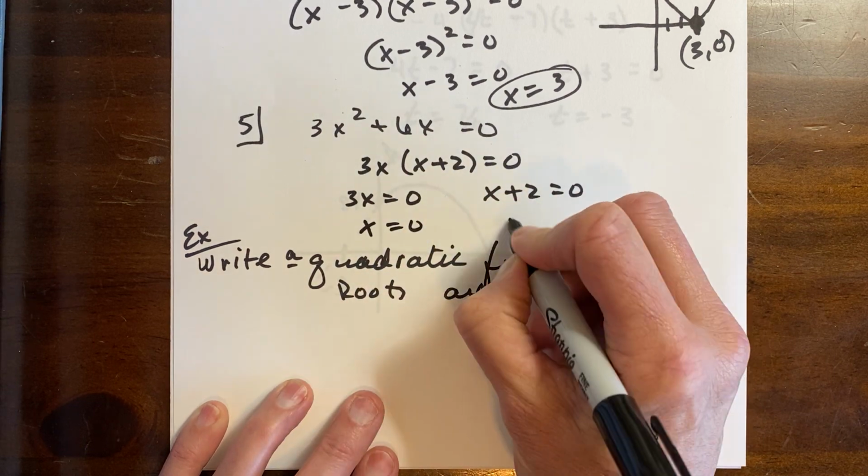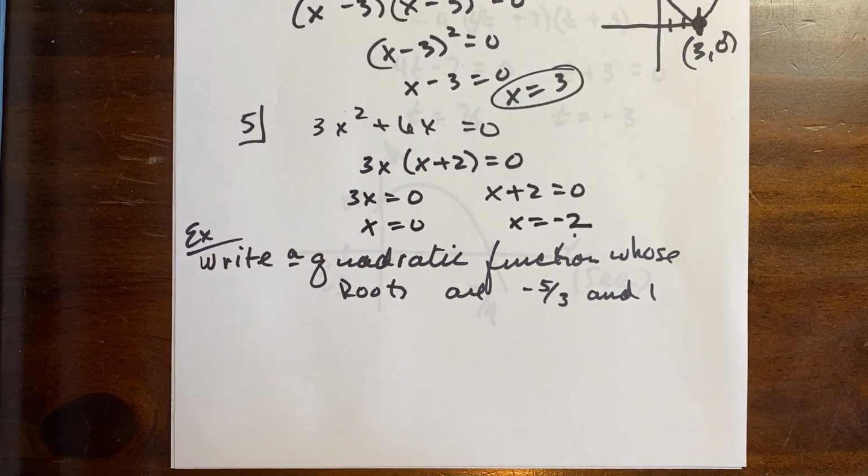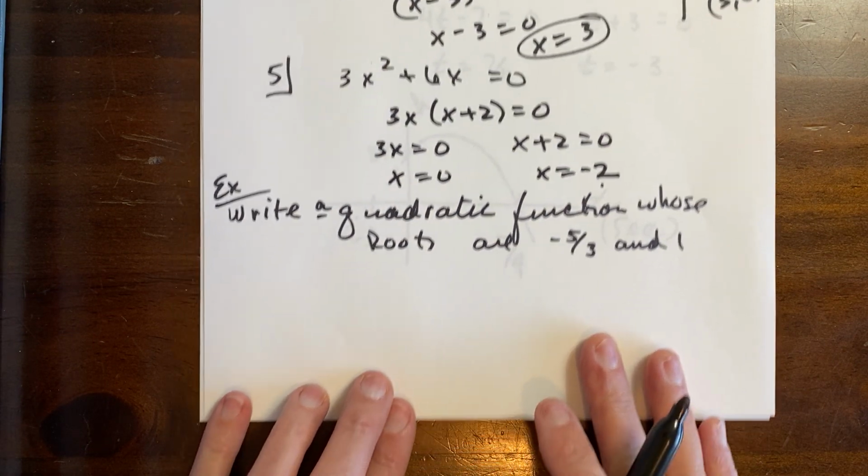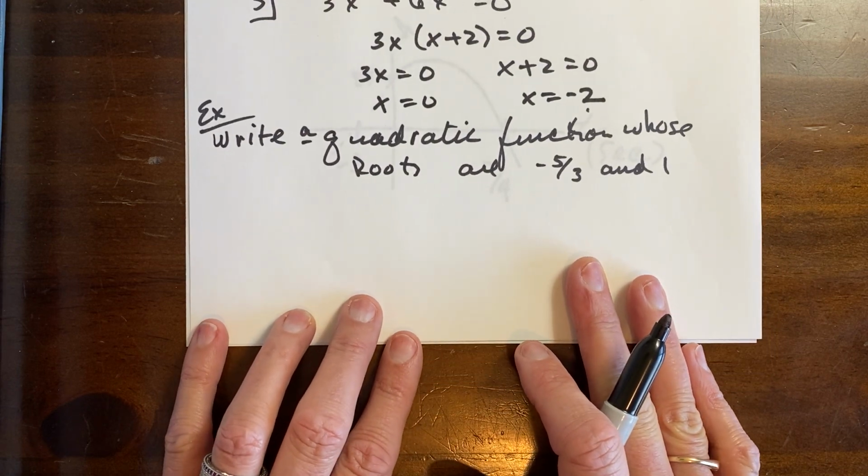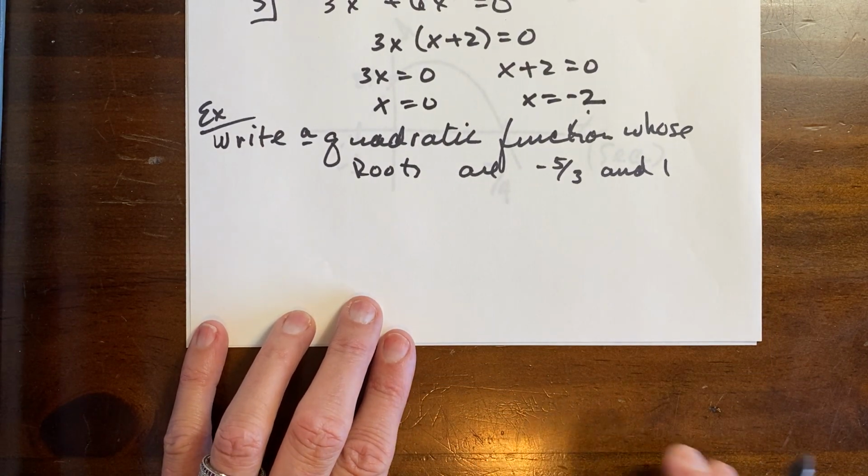So x is 0 and x is negative 2. Alrighty? Now for this next example, we're going to work in reverse. Instead of finding the zeros, we are now finding the equation.